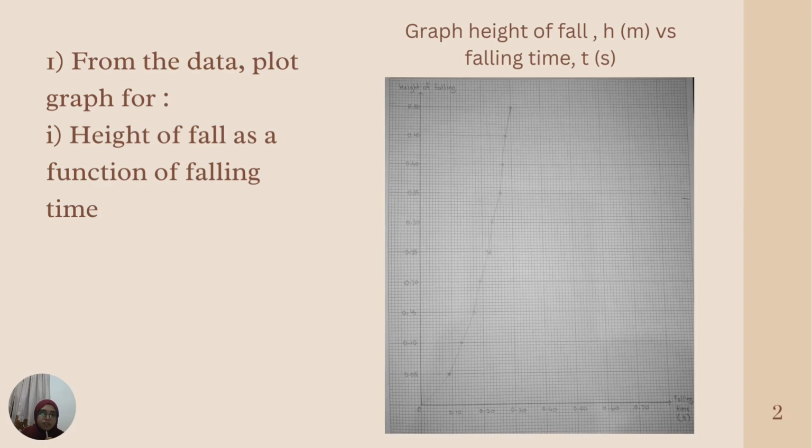In this experiment, which is measuring gravitational acceleration, we have 5 questions in analysis. The first one, from the data, plot a graph for height of fall as a function of falling time. As we can see here, the first graph is height of fall versus falling time. The y-axis is height of fall and the x-axis is the falling time. This graph is non-linear.